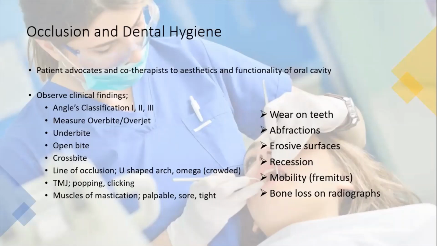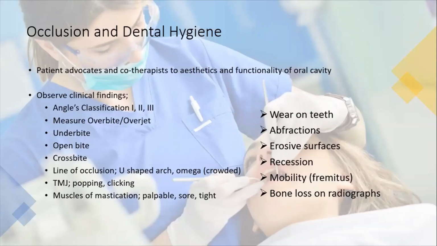The next thing we're going to do is look at the line of occlusion on the arches. Are we looking at a nice U-shaped arch, or are we looking at an arch that's omega shaped, which just means an arch that's very crowded? We're going to want to check our TMJ through our extraoral exam.